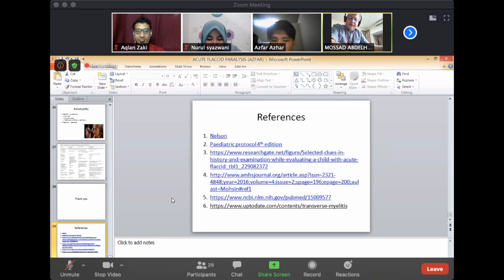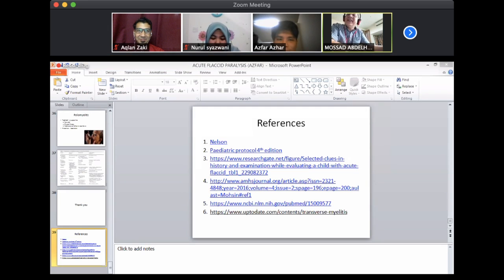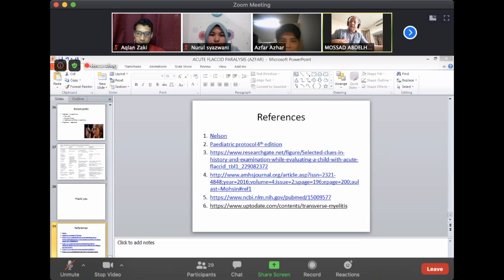The first and the most important point is ACID, not acid-fast bacilli. It is acute flaccid paralysis. It is a notifiable disease. Please make sure that you are making a notification. Even if you suspect it is not polio, you must make a notification. Okay, it's obligatory.